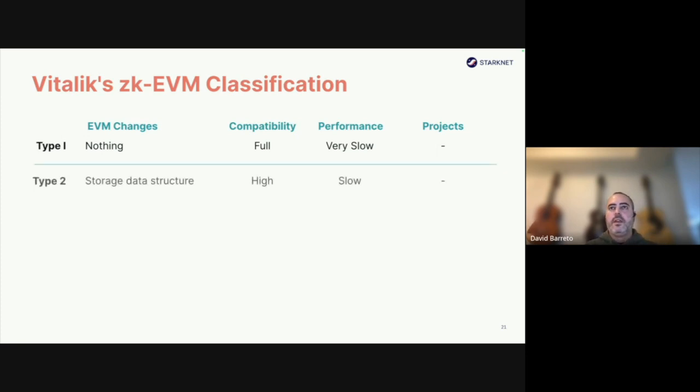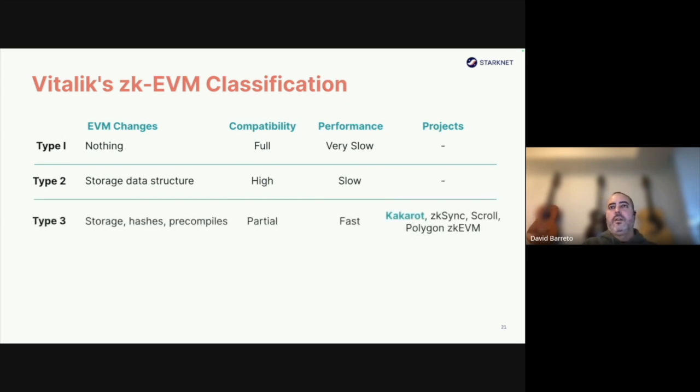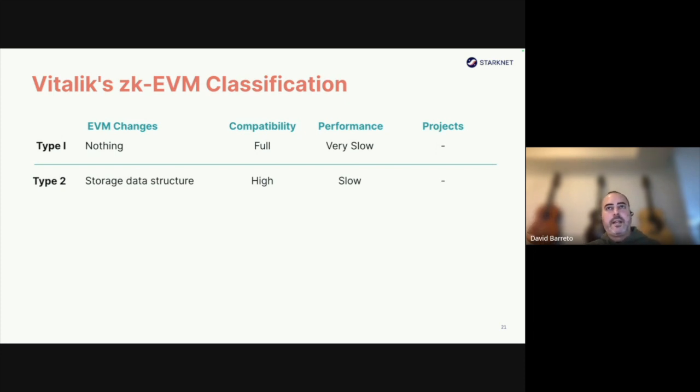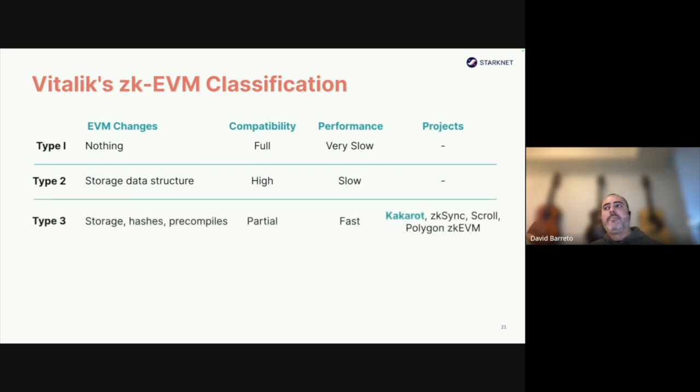So things that are easy to do for a traditional CPU architecture are very hard to do for a ZK circuit. Now you have the type 2 ZK EVM, which for the most part is highly compatible, but there might be some changes on how storage and the storage data structure is defined. So it's still slow. And basically, there are no projects that I'm aware of that are type 1 or type 2 right now. Now in type 3, we actually have projects, right? So the compatibility with Ethereum or with Solidity will be partial because now certain precompiles will have to be different, certain hashes will need to be different, storage as well. But you have fast performance, right?